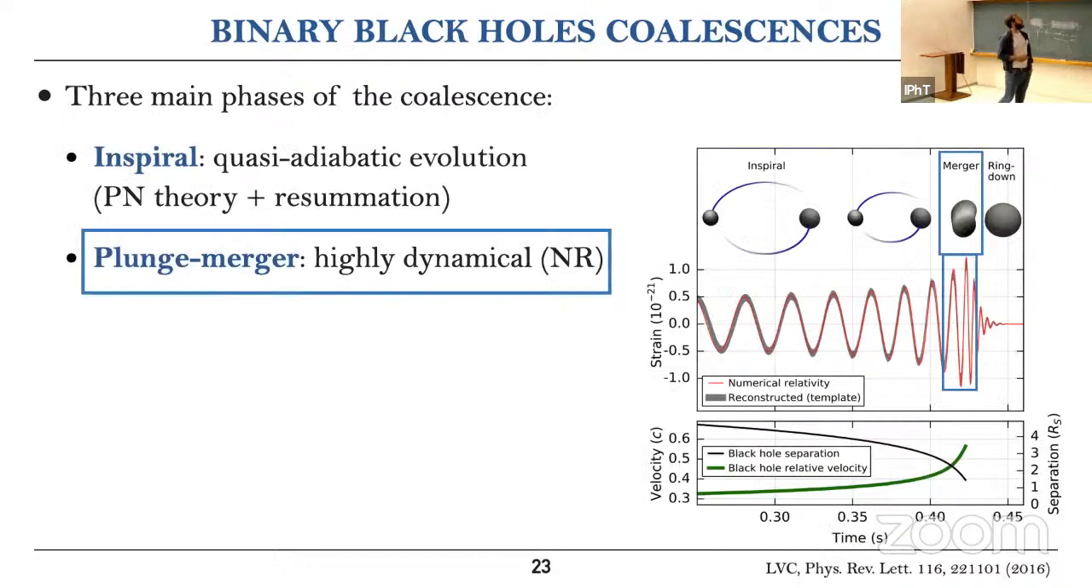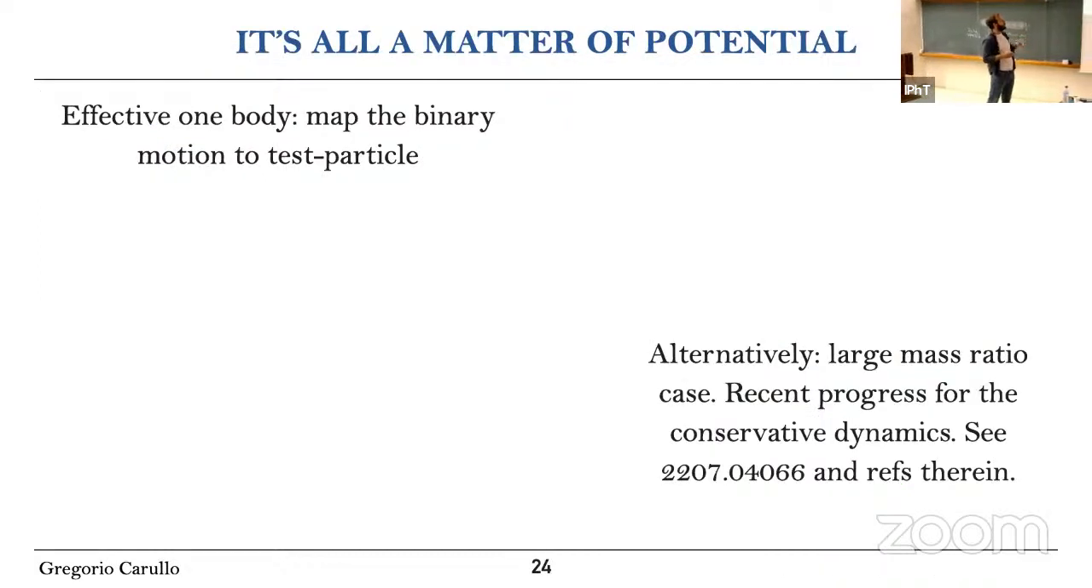Okay, the second phase is the plunge-merger phase, which is a highly dynamical thing. And for now, it can only be fully described using numerical relativity. Here it is NR. So of course, it's highly dynamical, and very difficult to describe analytically. I'm trying to give an intuitive explanation of this.